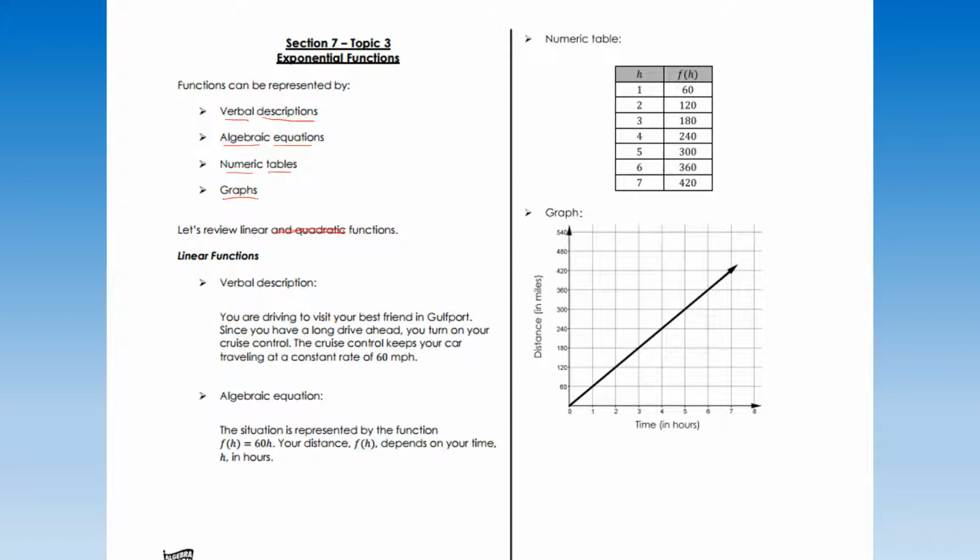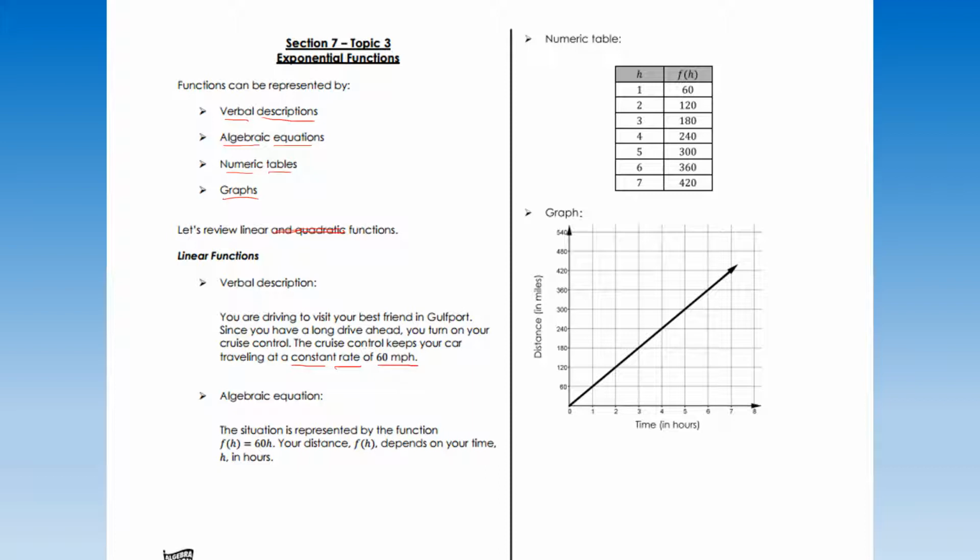So let's talk about linear functions. First, let's take a look at an example and understand why it describes a linear function. So verbally, this is being described as a situation where you're driving to visit your best friend in Gulfport. Since you have a long drive ahead, you turn on your cruise control, and the cruise control keeps your car traveling at a constant rate of 60 miles per hour. So what makes this situation a linear function is the phrase right here, constant rate. And that constant rate that you're traveling is, in this case, 60 miles per hour.